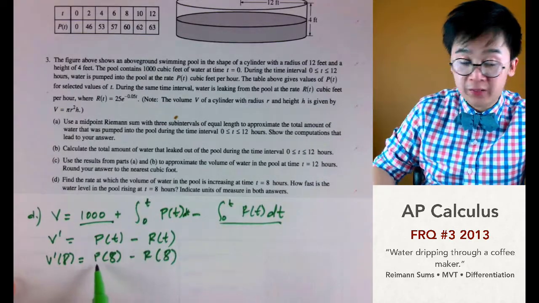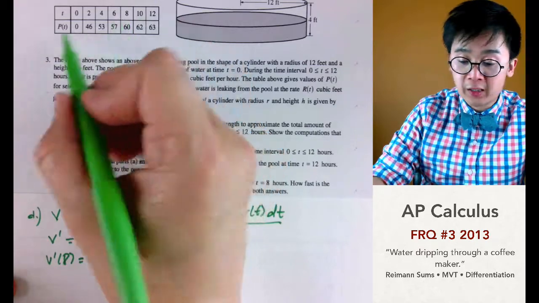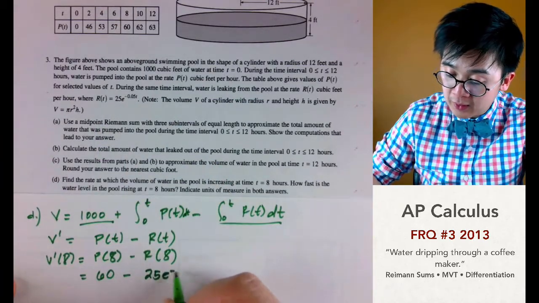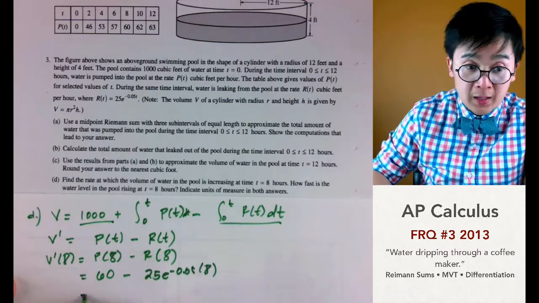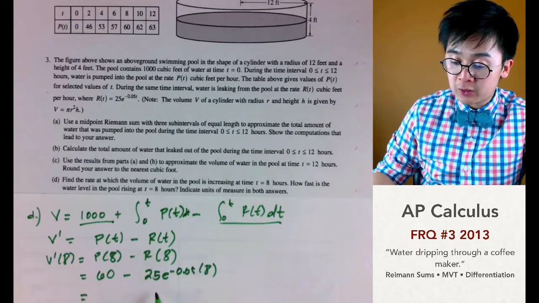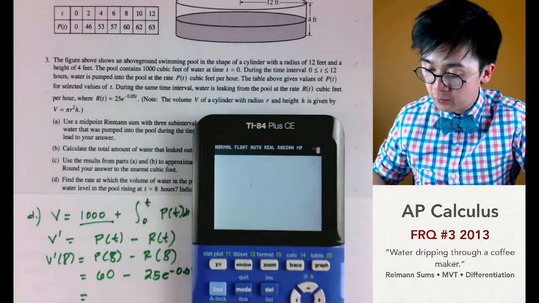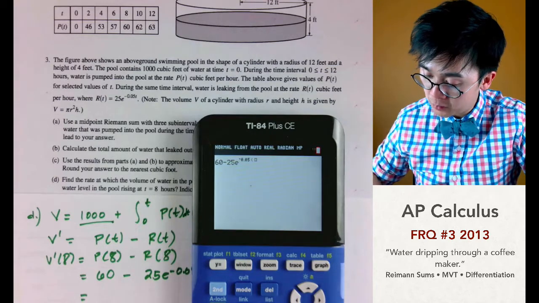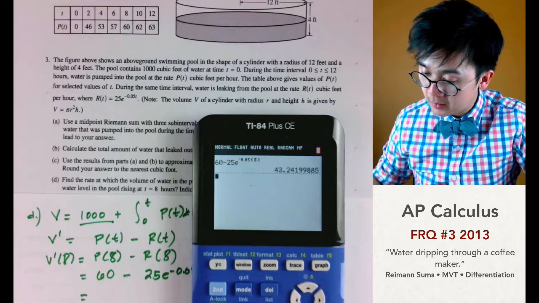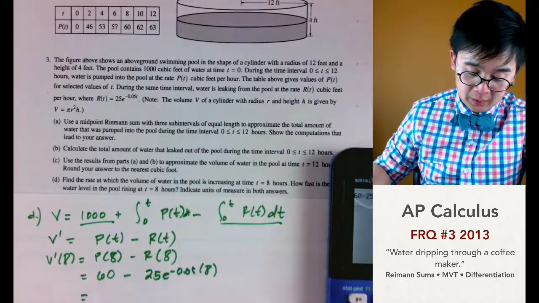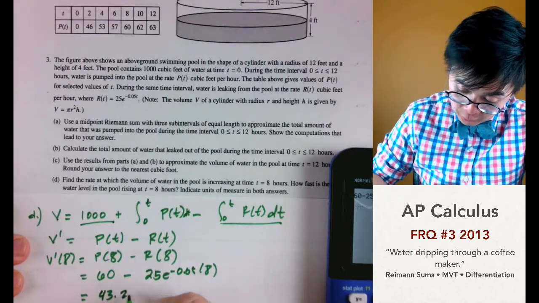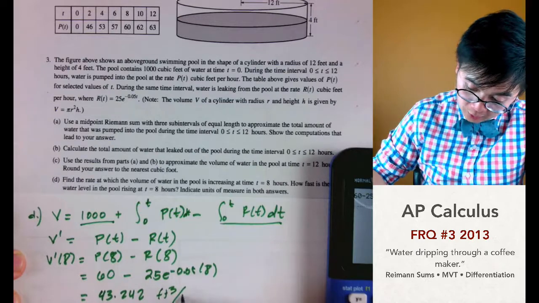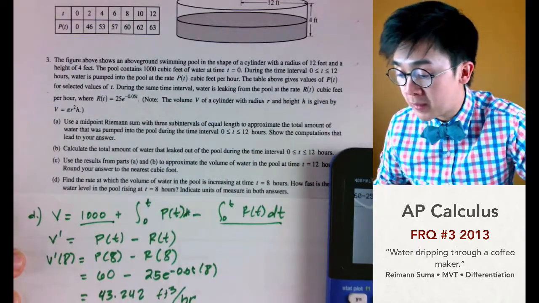So since we're looking for V prime of 8, we'll have P of 8 minus R of 8. In this case, P of 8 can be found using the table of values over here. So P of 8 is equal to 60 minus R of 8, and we know that R is 25 e to the negative 0.05 multiplied by 8. And using our calculator, let's find what the value of that function is. 60 minus 25 e to the negative 0.05 multiplied by 8 is going to give us 43.242. And since this is a rate of change, it's going to be cubic feet per hour, since that is the unit of measurement for hour that's given to us.